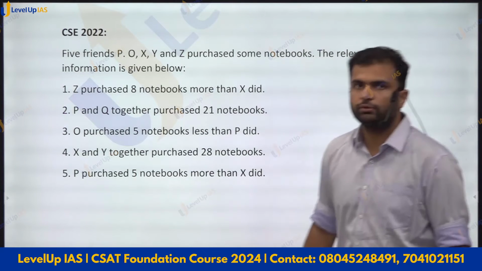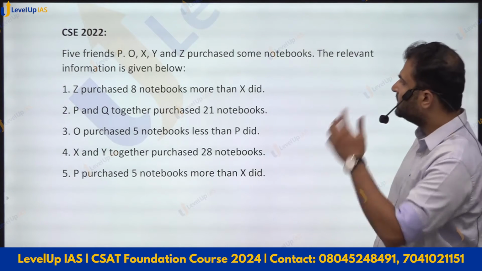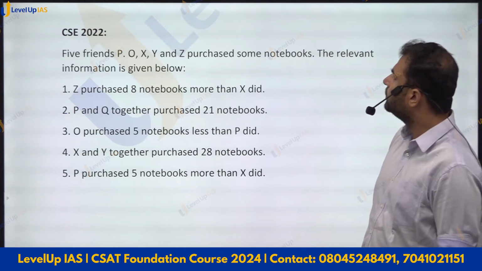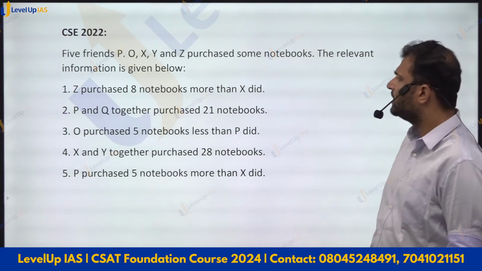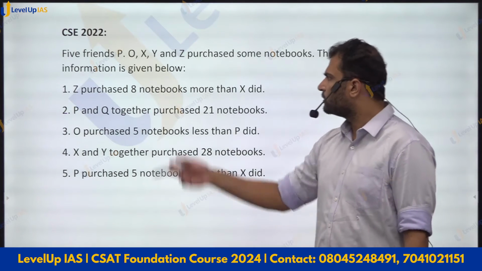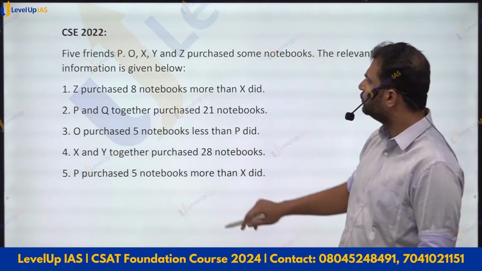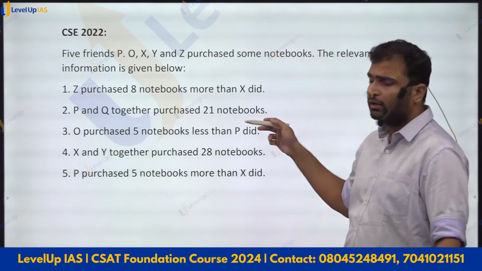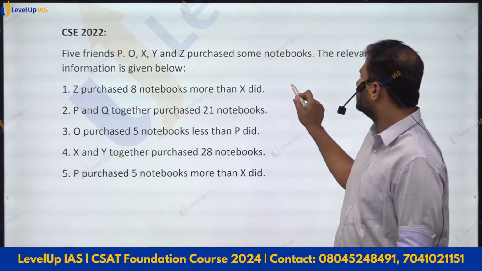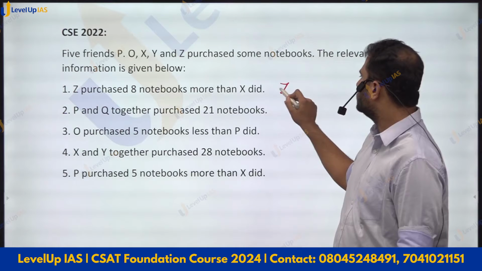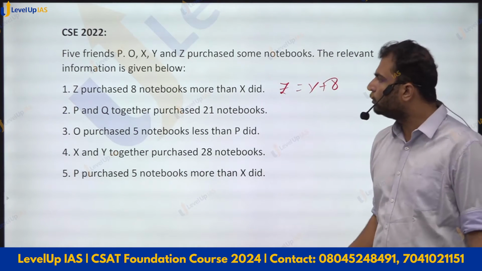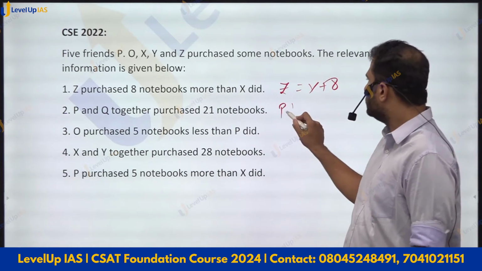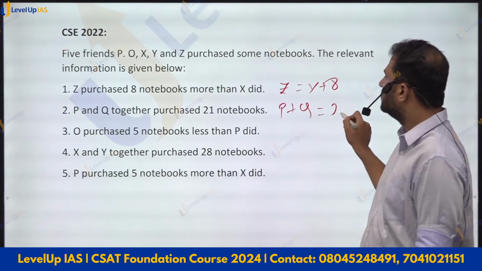Okay, let us come to the next question. We have these 5 friends P, Q, X, Y, Z. They purchased some notebooks and the relevant information is given. So Z purchased 8 notebooks more than X did. So what do we have? Z is equal to X plus 8, right? Second, P and Q together purchased 21. P plus Q is equal to 21.